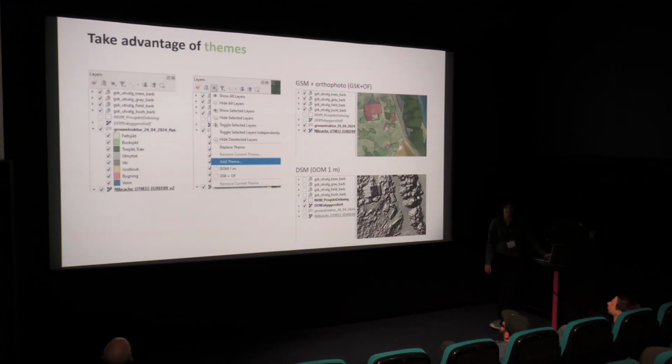The first step is pretty basic and straightforward. You load all your needed layers and you organize them in themes. You select or check the layers you want together in a theme, choose add a theme, and give the theme a suitable name. In my case, I created 2 themes. One theme showing the transparent green structure map above orthophotos, and one theme showing the digital surface model and its year of origin.